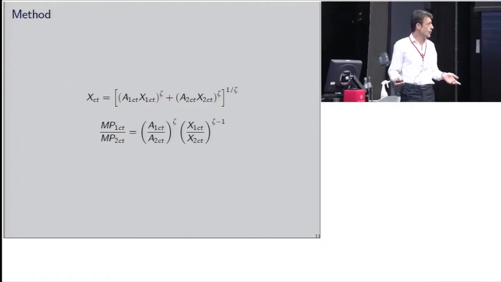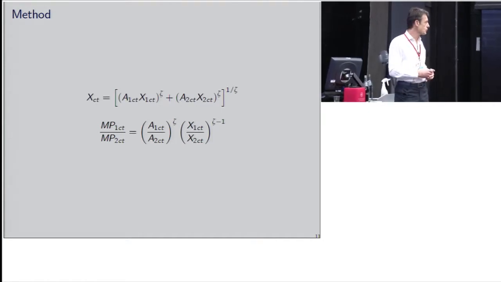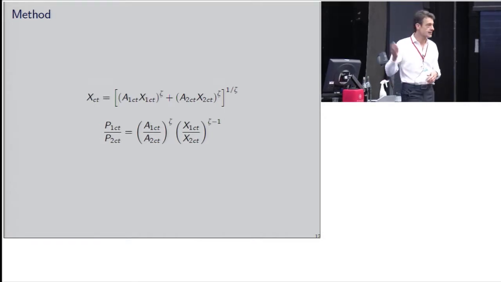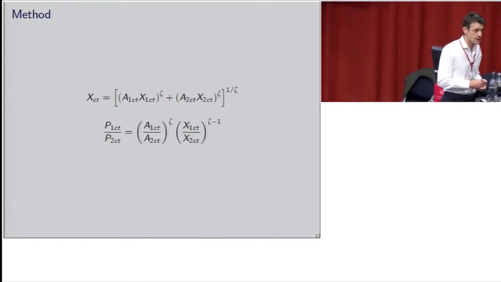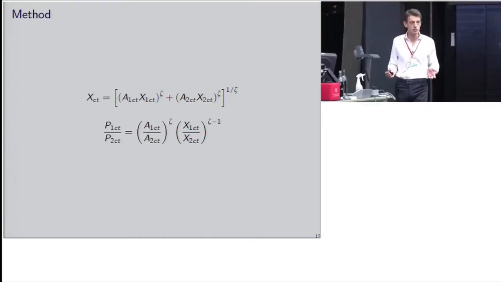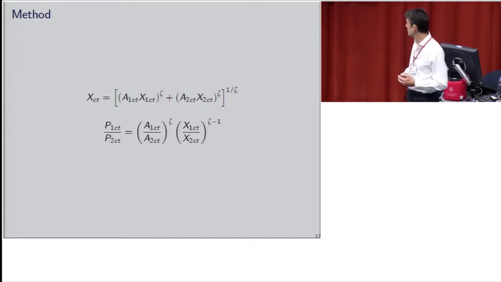Now, I'm going to add one assumption. The assumption is that factor prices equal marginal products, at least approximately. That means that I can rewrite that equation as an equation for relative factor prices. So what's my method to back out the factor bias parameters?